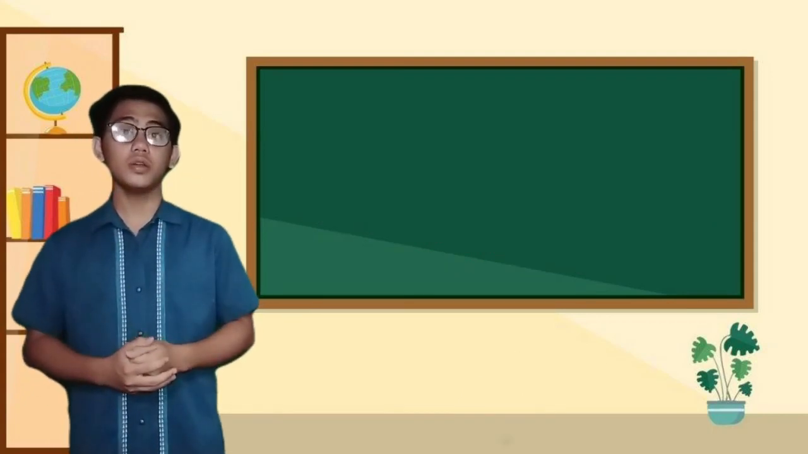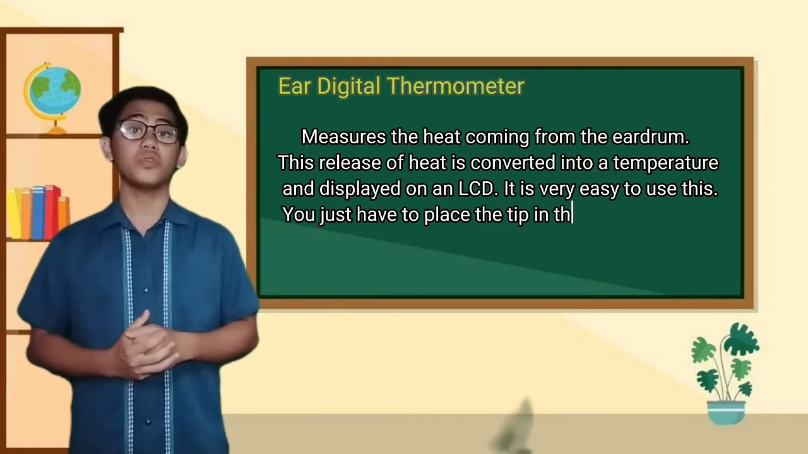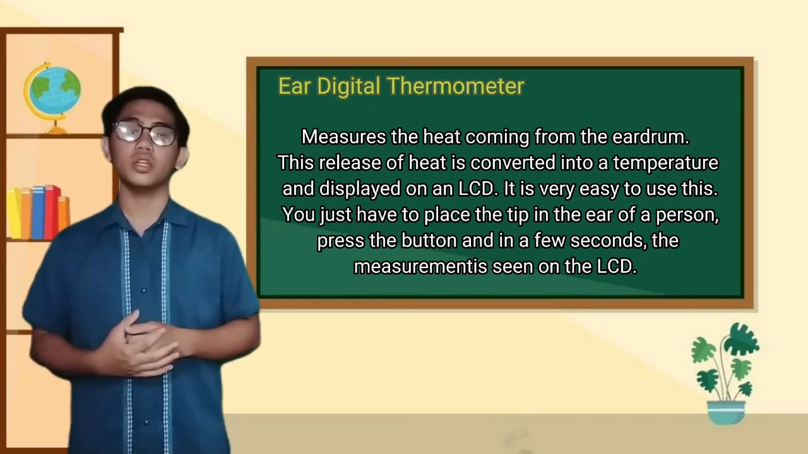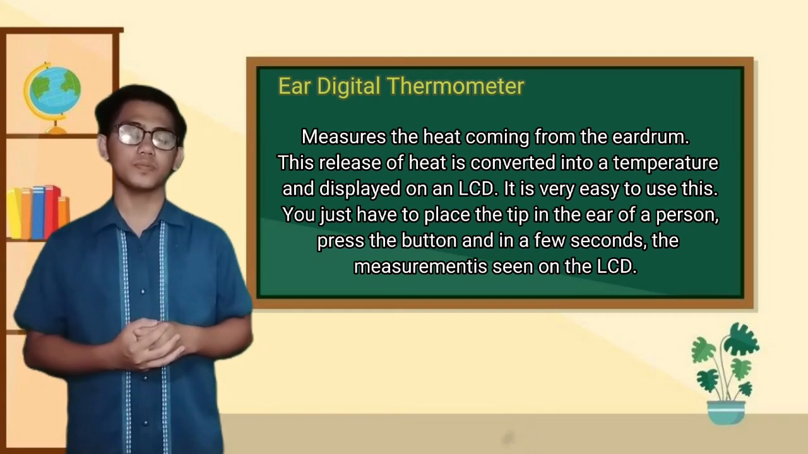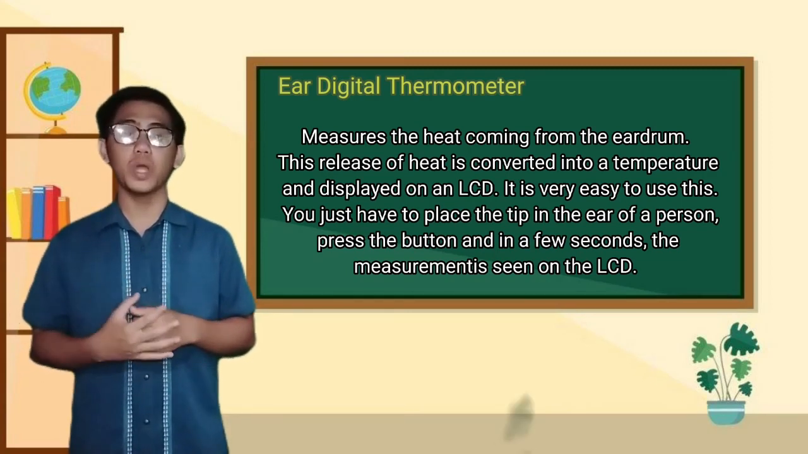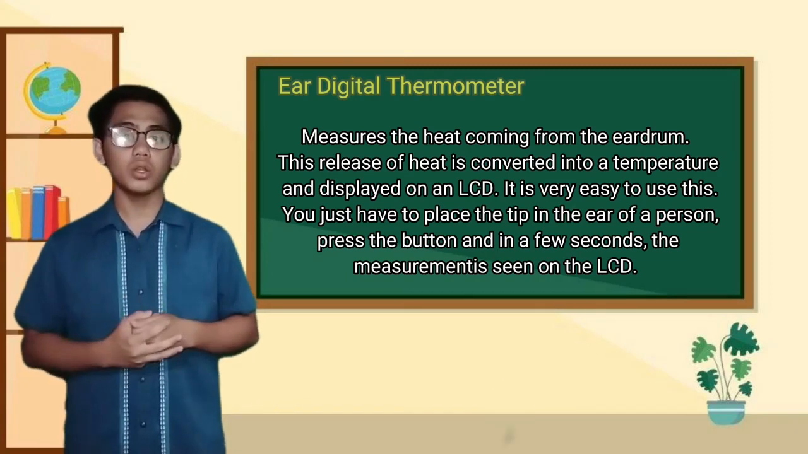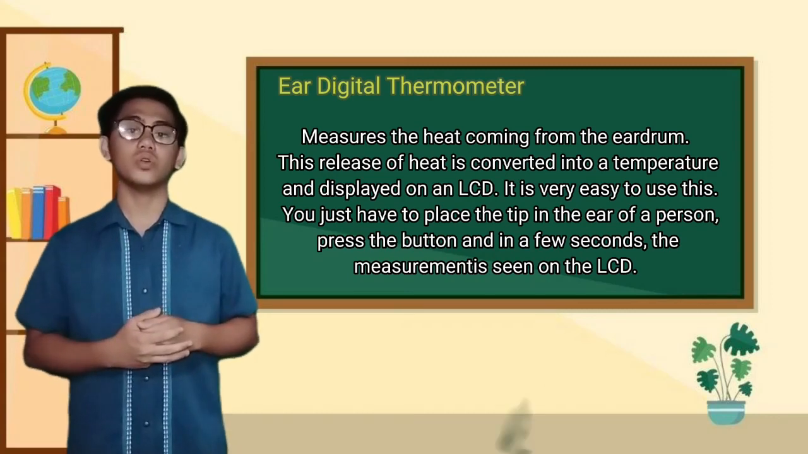Next is the ear digital thermometer. It measures the heat coming from the eardrum. This release of heat is converted into a temperature and displayed on an LCD. It is very easy to use this. You just have to place the tip in the ear of a person. Press the button and in a few seconds, the measurement is seen on the LCD.